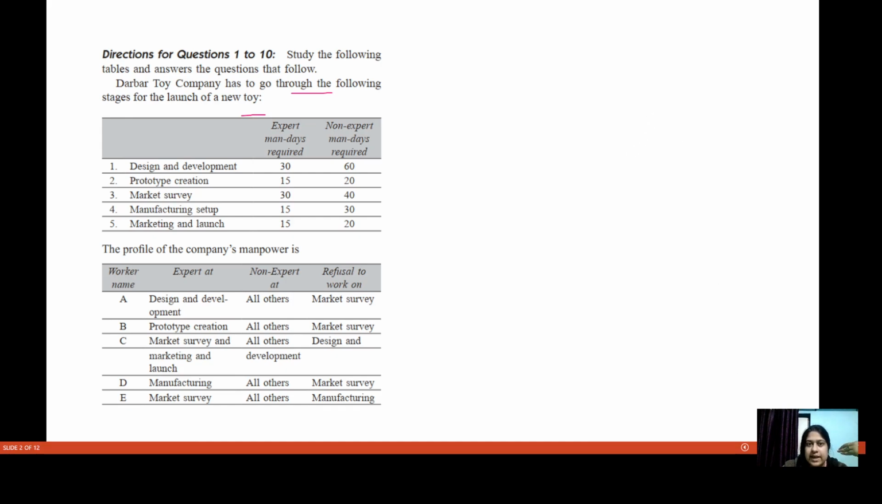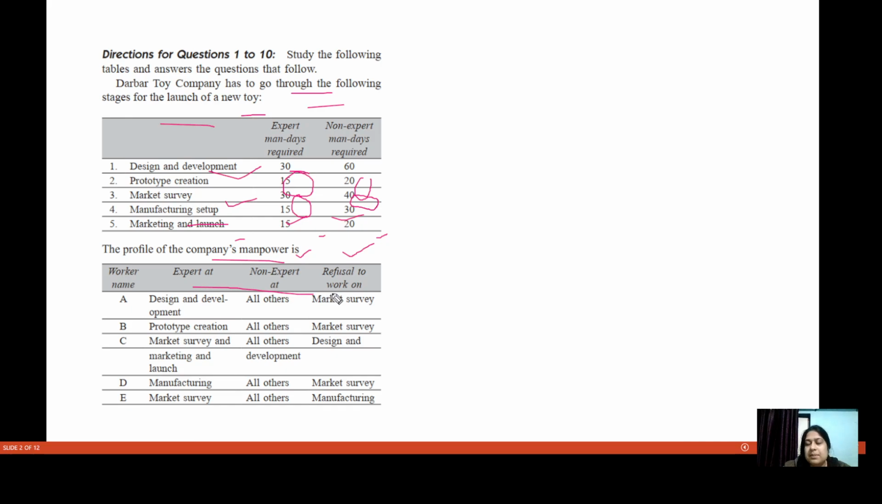The question is saying: study the following table and answer the questions that follow. Darbar Toy Company has to go through the following stages of launch of a new toy. Design and development: expert man days required are 30, non-expert man days required are 60. Prototype creation: expert man days required are 15 and non-expert man days required are 20. Similarly, for market surveys, manufacturing setup, and marketing and launch, we have this data.